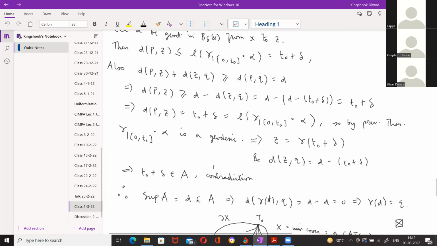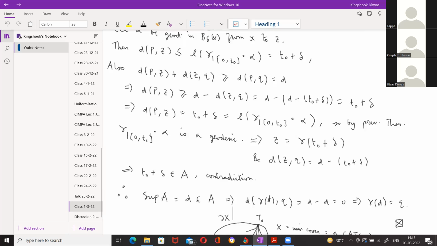So the only point I want to make, which I forgot to mention last time, is that in this proof, you need T naught to be positive. So T naught we were taking to be the supremum of A. Here you need T naught to be positive, because if T naught is 0, then gamma restricted to the interval 0, 0 is just a singleton, just a constant. A singleton composed with alpha is a geodesic, which doesn't say anything about alpha and gamma, right? Is it clear?